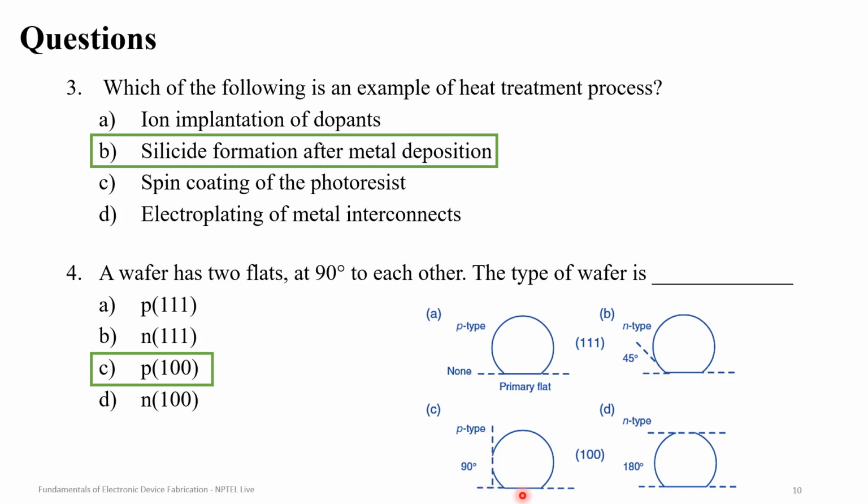If both flats are at 90 degrees, that is, primary and secondary are at 90 degrees to each other, it is P100. Again, if we have an N-type wafer, they will be at 180 degrees to each other. This will be the primary flat and you can call this either secondary or primary. So both of these flats will be at 180 degrees to each other. This is the way in which you identify your silicon wafers in the lab. Is it clear for all of you?